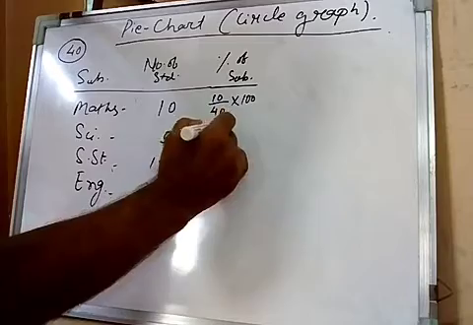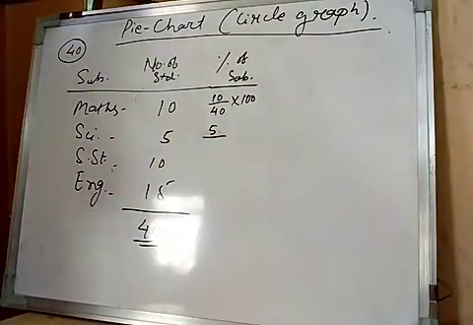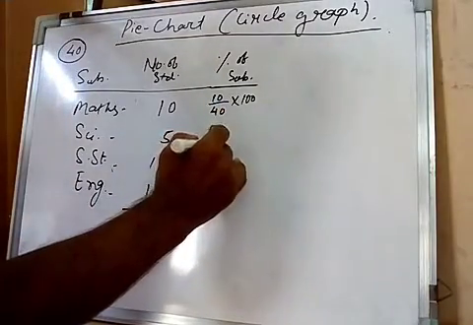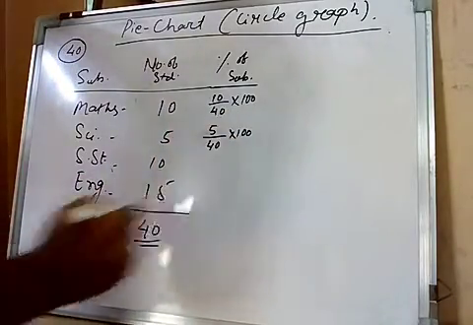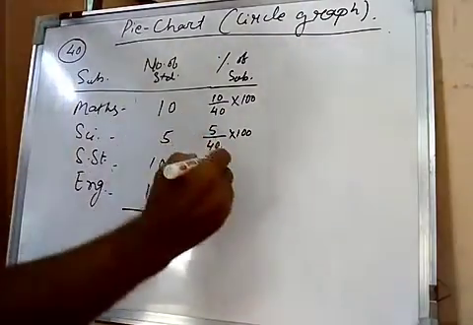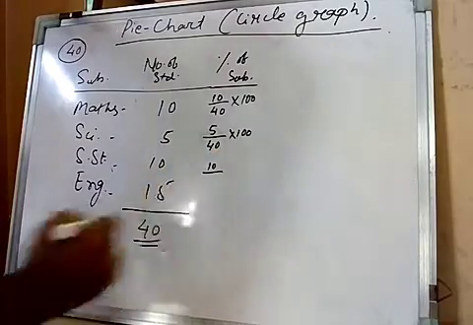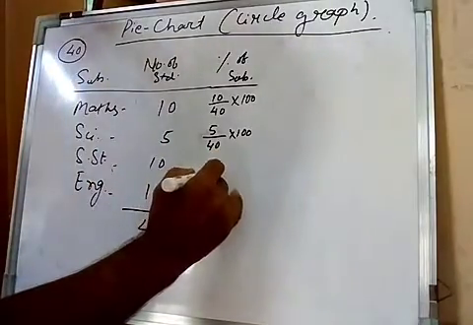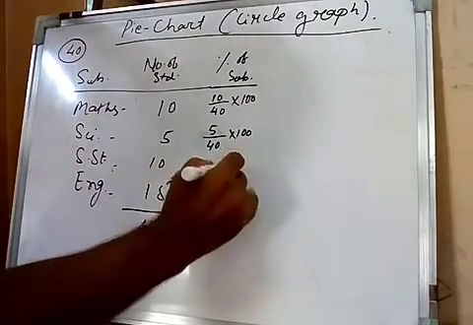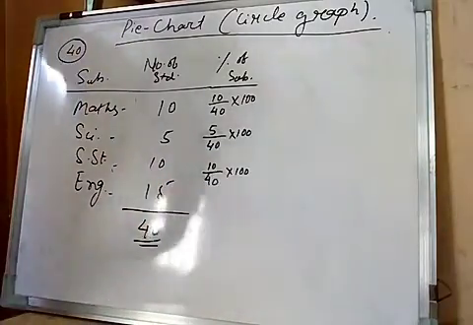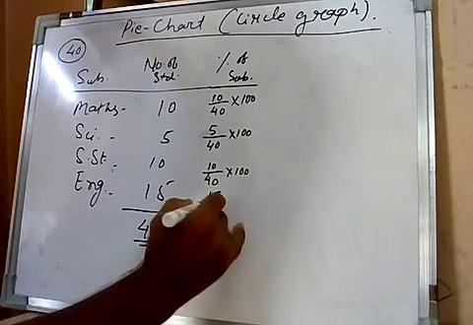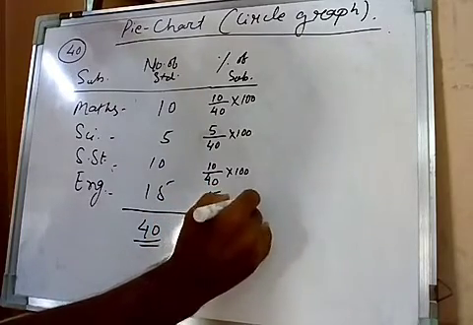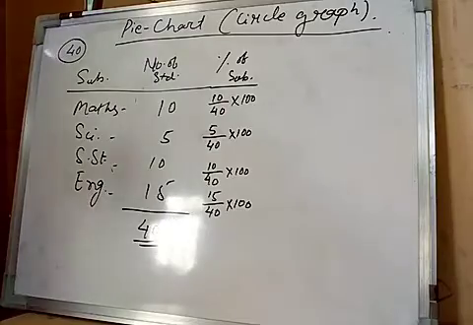Now total students who like science subject, that is 5. Out of total students 40, I want to find the percentage, so multiply by 100. Now total students who like social study, that is 10. Out of total students 40, I want to find the percentage, so multiply by 100. Now total students 15, out of total 40, multiply by 100. This is the percentage of English.